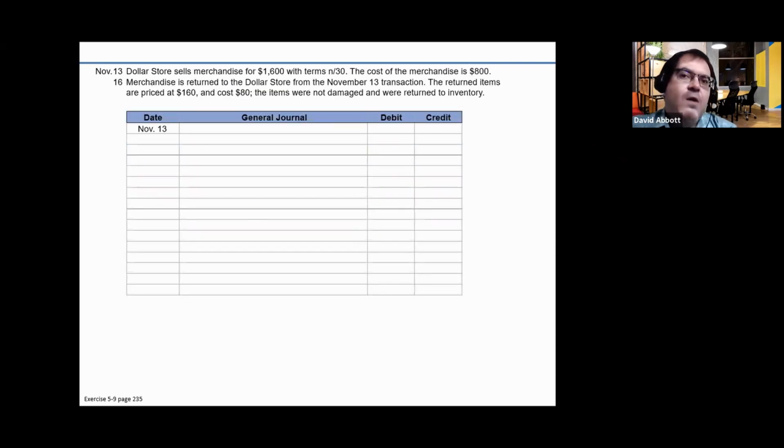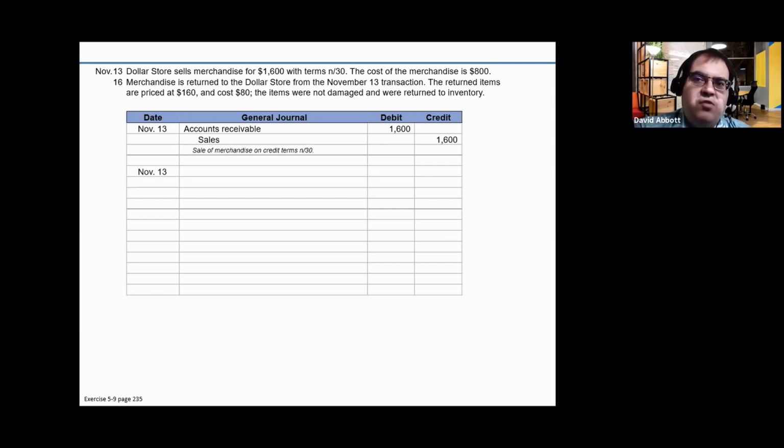Okay, so now on November the 13th, Dollar Store sells the merchandise for $1,600 on terms of net 30. The cost of the merchandise is $800. So Dollar Store is going to have an accounts receivable debit in the amount of $1,600 because that's what they expect that they will receive. And they're going to credit sales in the amount of $1,600 because they have to record the revenue.